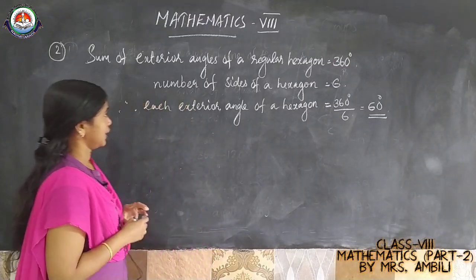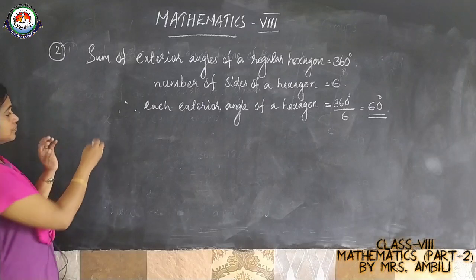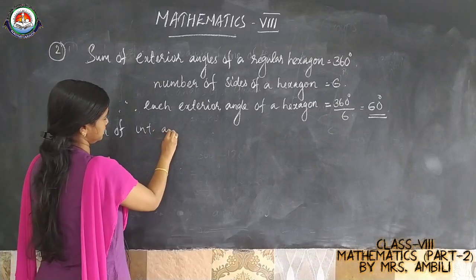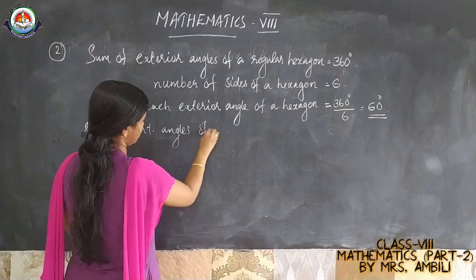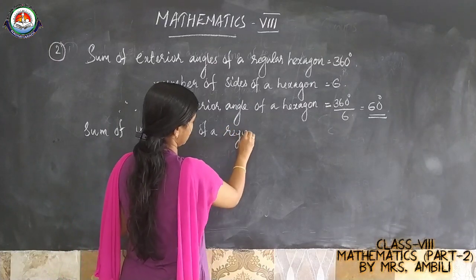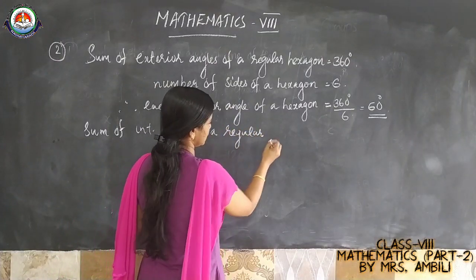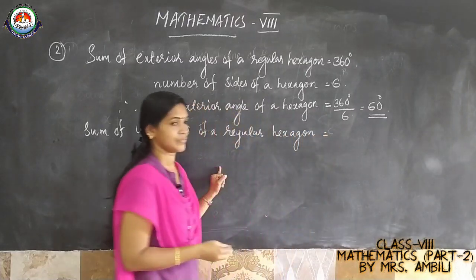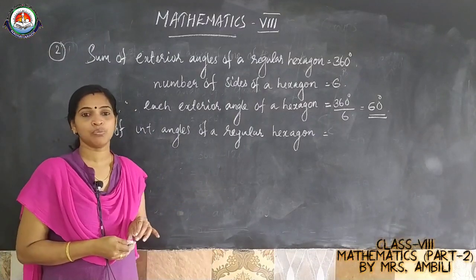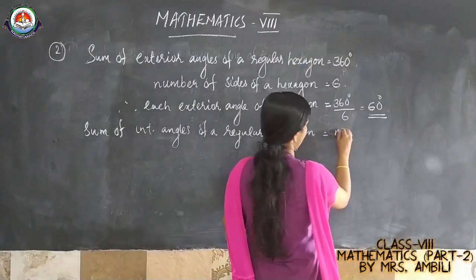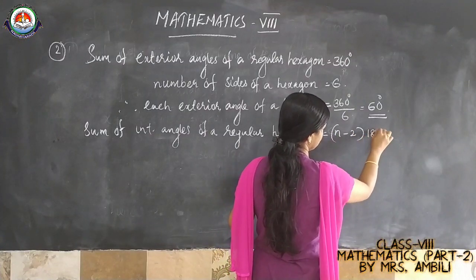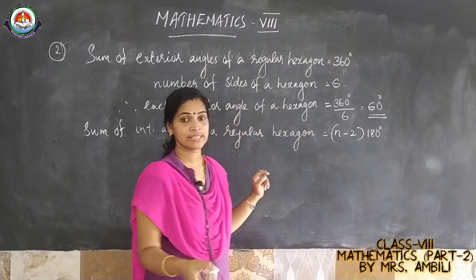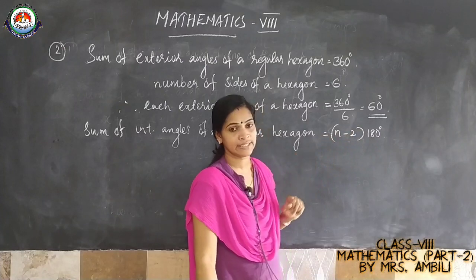The next thing we need to find out is the sum of interior angles of a regular hexagon. Here we need to use a formula we studied. What is that? (n minus 2) into 180 degrees. The sum of interior angles of a polygon with n sides is equal to (n minus 2) into 180 degrees.